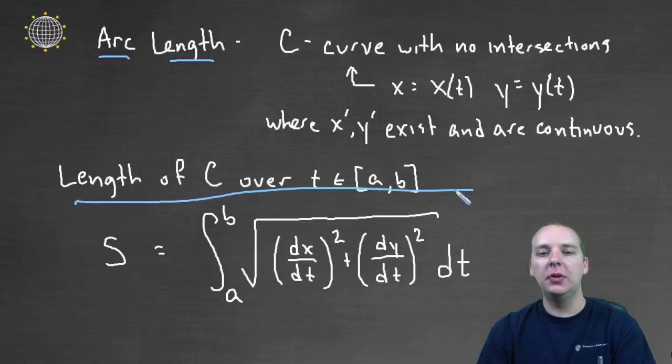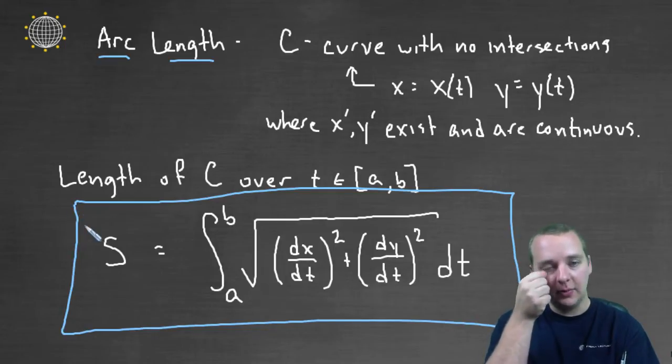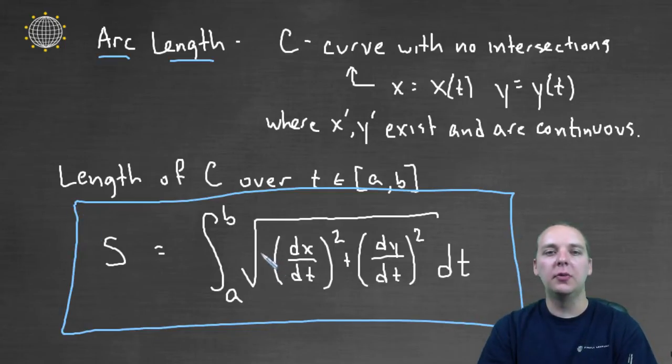And so this would be worth your time to memorize. It's just a straightforward plug and chug formula. It's the integral from A to B, and so that's what t ranges over, where the integrand is the square root of dx/dt squared plus dy/dt squared. x and y are functions of t, and so you can take the derivative with respect to t. Don't forget to square each of those. Then you add those results together, then you take the square root of the result.